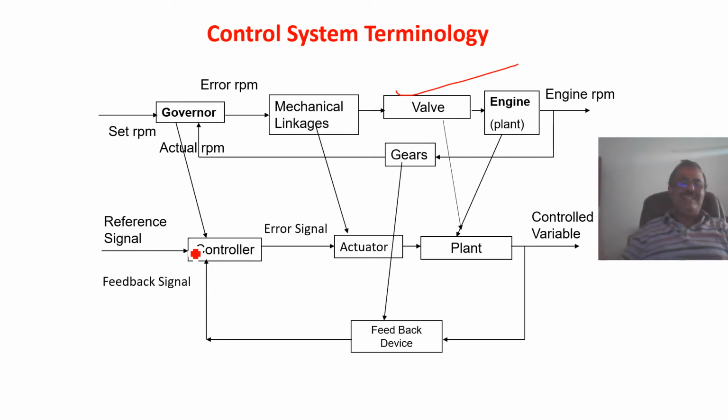The difference in the fly ball position will give you the error. That in turn will actuate the sleeve position. The sleeve in turn will actuate the mechanical linkages. That's how it works. This you can call it as a control system. And these are the terminologies that we use: controller, actuator, the plant, the feedback. So you can call it as a feedback system.